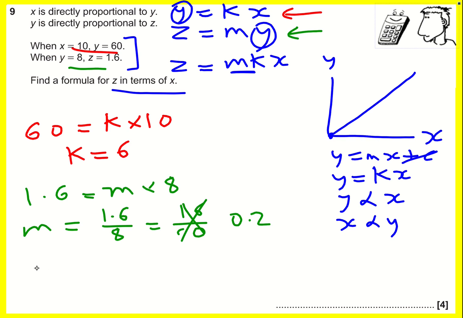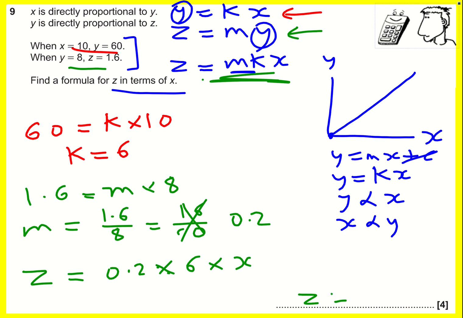So then finally, we're basically there. z is equal to 0.2. I'm just substituting into here now my values of m and k. 0.2 times 6 times x. z equals 1.2x.